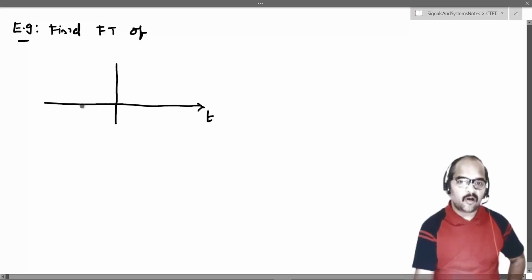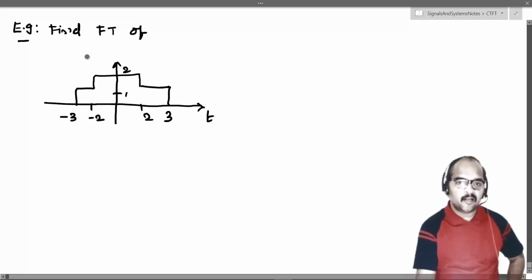So to solve this problem, we took which property? Linearity property, but we can take the help of time shifting also. We can take the help of the time shifting property. Let me explain that. So we want the Fourier transform of this signal.